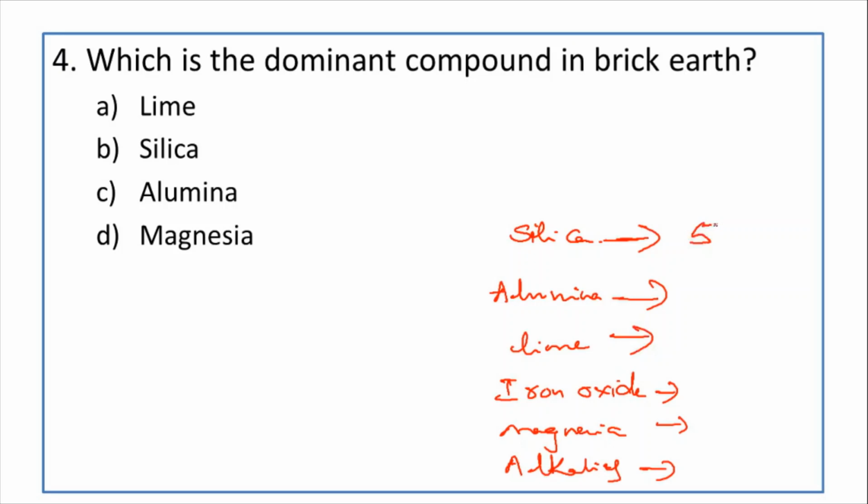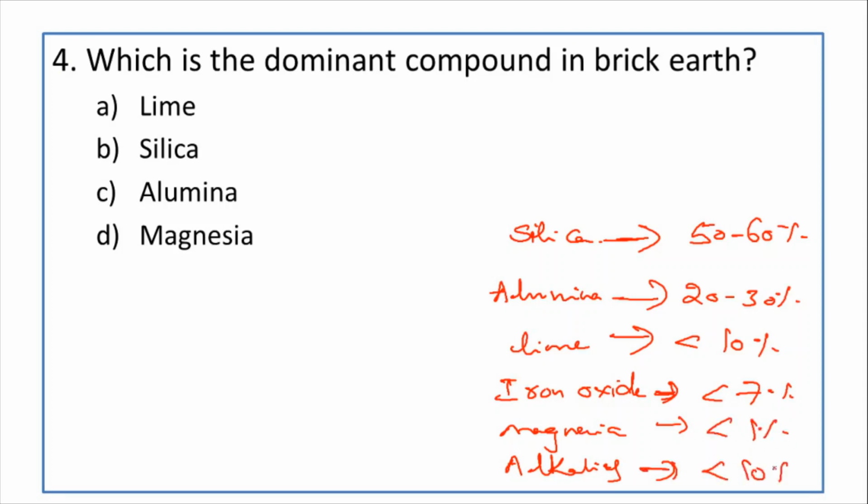Now if you take the silica, it will be 50 to 60%. If you take the alumina, that will be 20 to 30%. Lime will be less than 10%. Iron oxide will be less than 7%. Magnesia will be less than 1%. And the alkalis should be less than 10%.